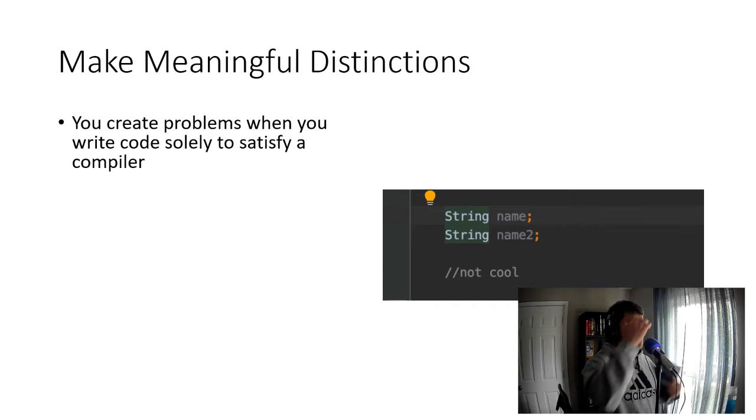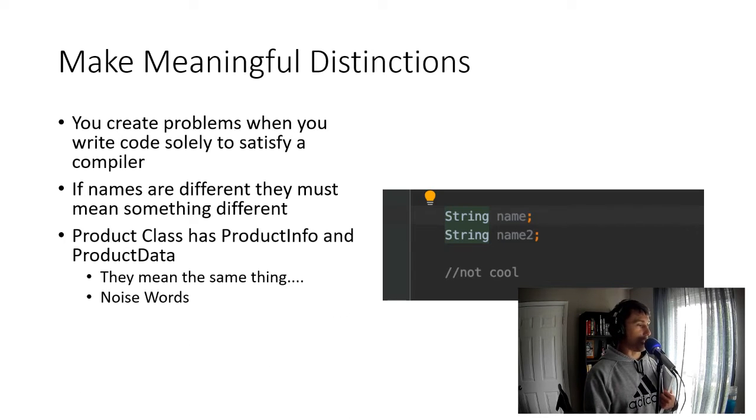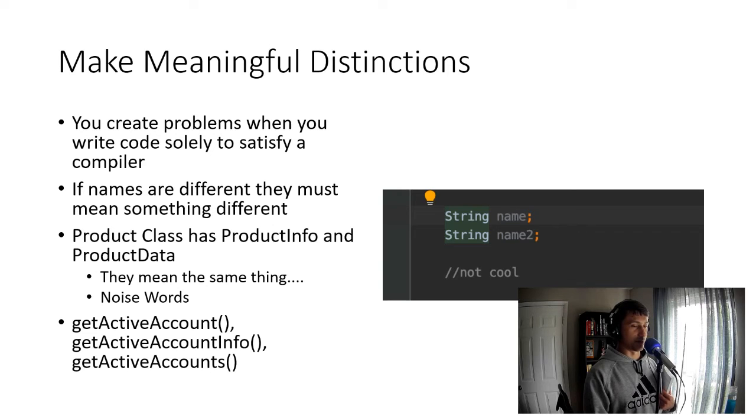So next, make meaningful distinctions. You create problems when you write code solely to satisfy a compiler. I do this a lot, actually, and maybe this means that I should stop doing this. Yes, these two variables, name and name2, you're following camel casing. It's going to be a name. Now, is it a first name or a last name? Maybe you can be a little more specific.